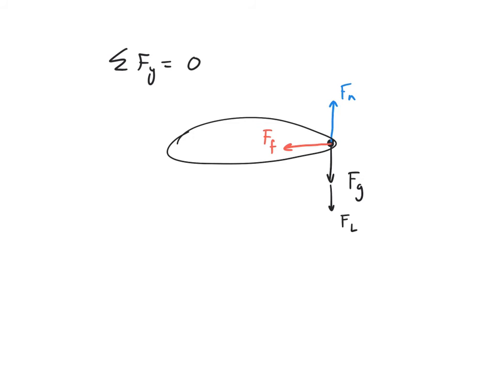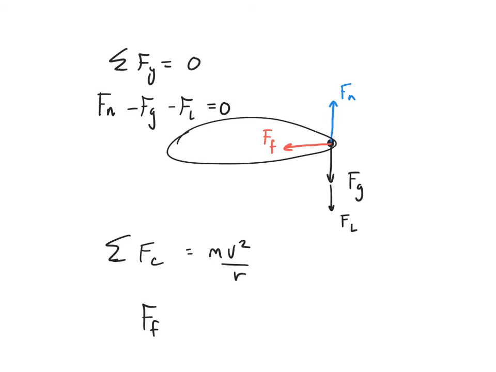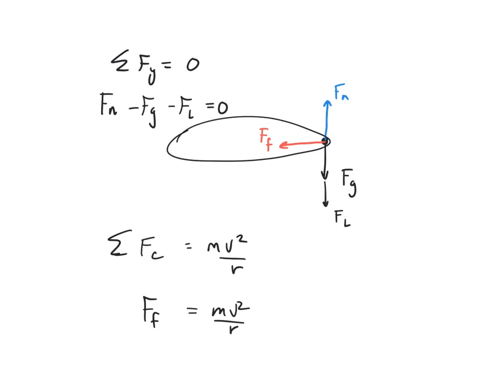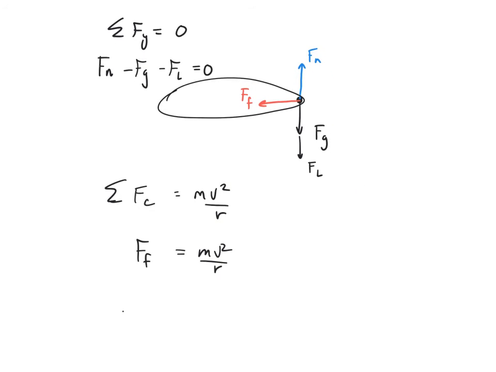So absolutely right. The y direction, I'm going to do the y first at the top. The y direction looks like this. Fn minus Fg minus Fl equals 0. But as Chip just said, the sum of the forces acting radially always equals mv squared over r. The only force acting radially inward is friction. But here's the thing: friction is mu Fn. So this is what the equation becomes now.